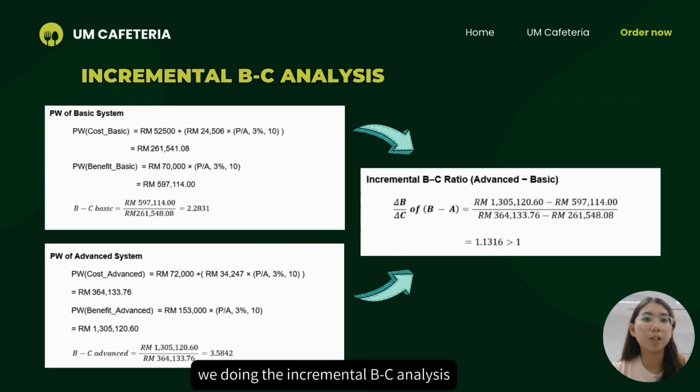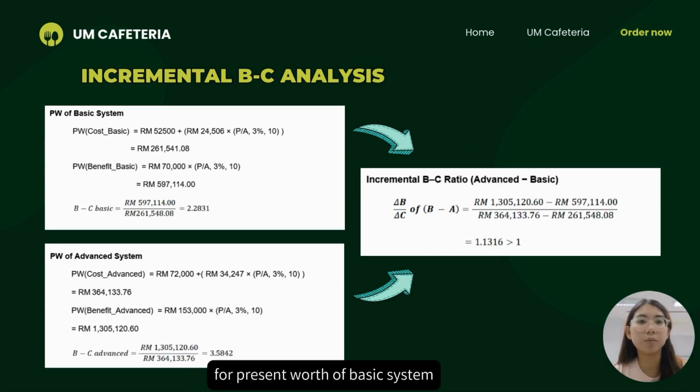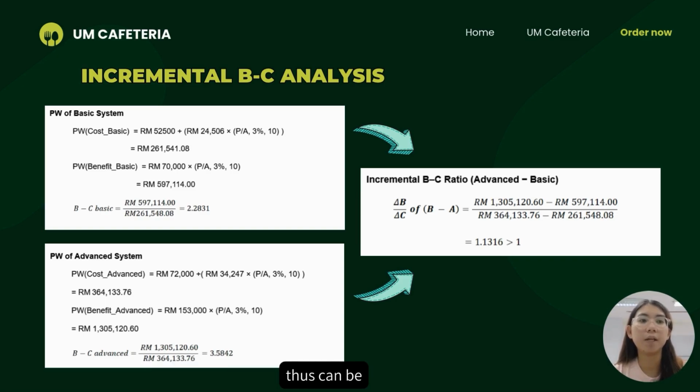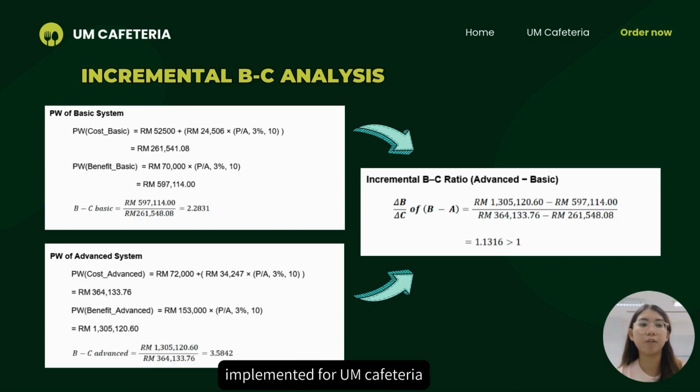After that, we are doing the incremental BC analysis. The present worth BC of the basic system is around 2.2831. As for the advanced system, the BC is around 3.5842. Using the incremental BC ratio formula, we get 1.1316 for advanced versus basic system. This shows that the advanced system has a higher ratio than the basic system and it can be implemented for the cafeteria.